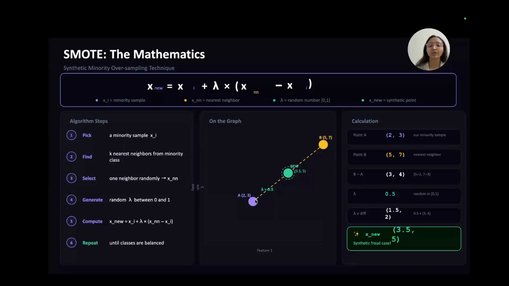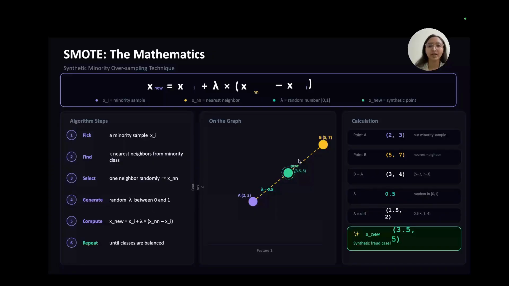Now we will find the distance between A and B, like the path between A and B. And what is the purpose of that? The new point is generated in this path. The new point will exist in this path. So that's the only reason we are finding the distance between A and B. And that distance, now we will multiply with lambda. And lambda is a random number between 0 and 1.